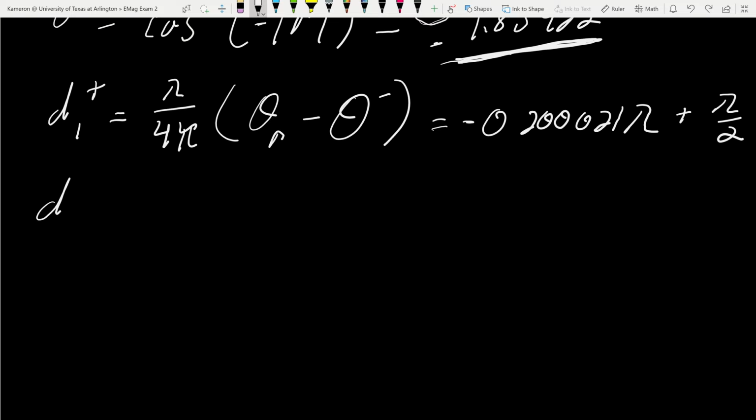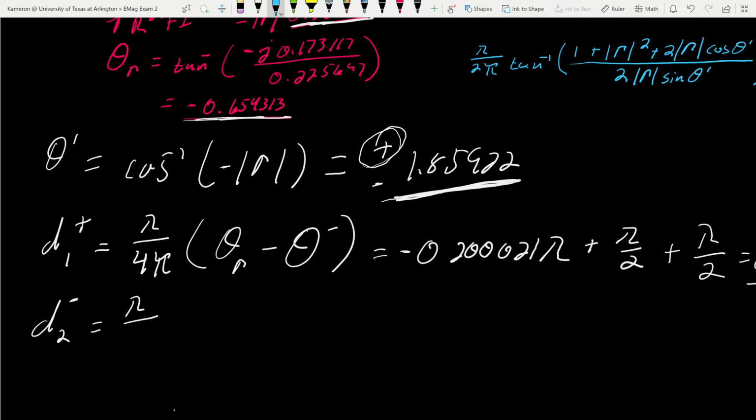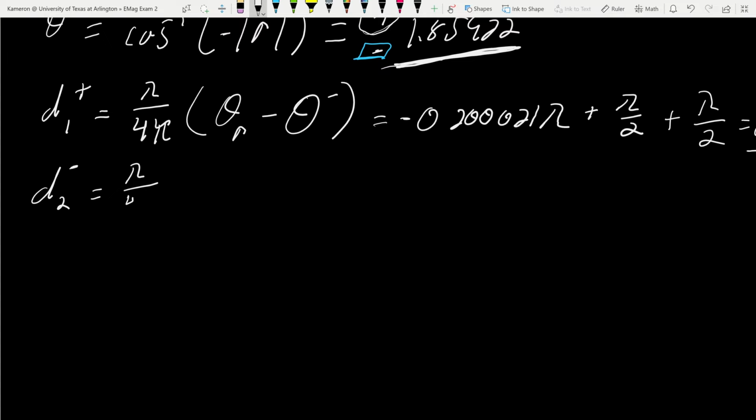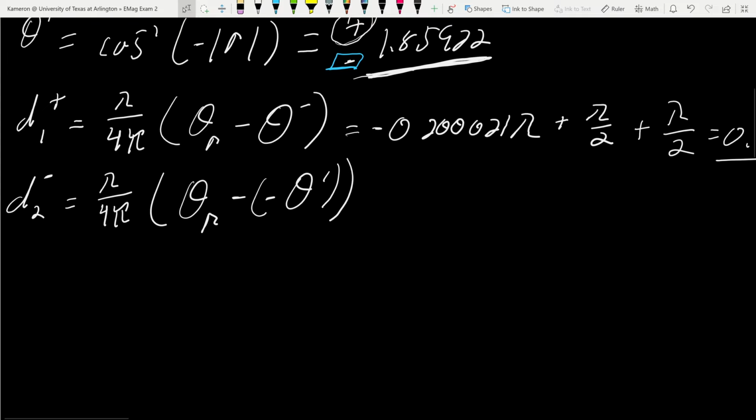Alright, so D2, I'm going to denote this with the negative sign. Again, that is because, as we had here, I'm going to be using the negative value of theta prime. So I'll just plug that into this equation. It is just theta gamma, which we know from earlier, minus negative theta prime. This will give us a value of 0.095884 lambda. Again, it's not greater than 0.7 lambda, so let's add lambda root 2.